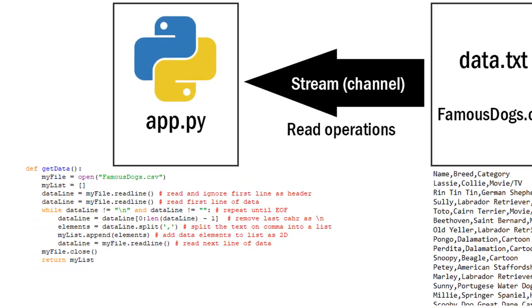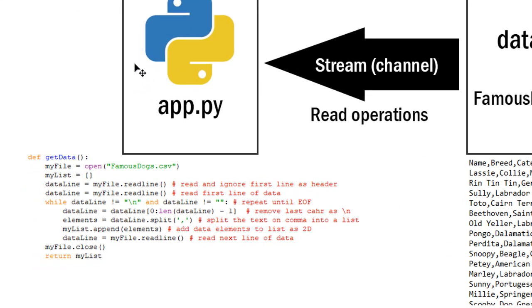I want to be able to read that data in, and so in my Python program, here's my code. The first statement of my getData function is I have a variable called myFile. MyFile is going to be a stream channel.